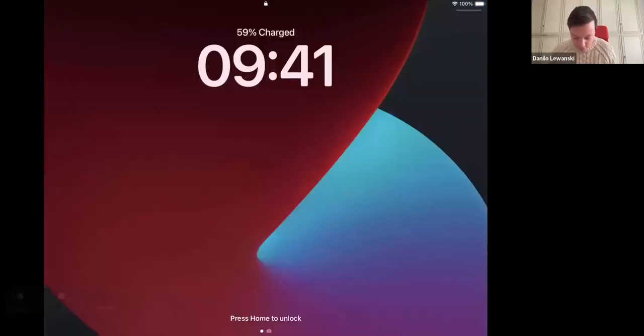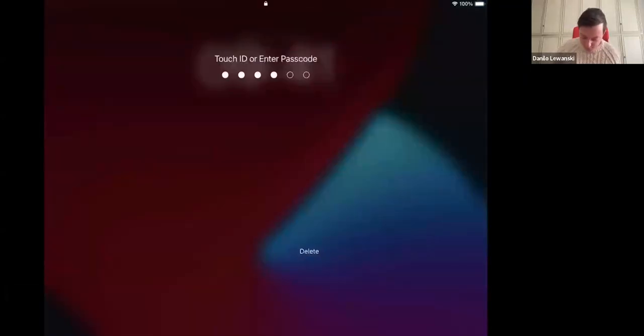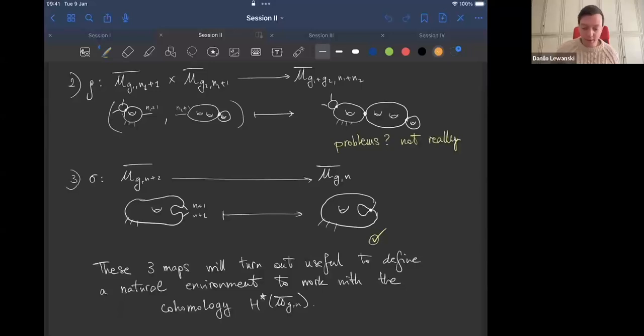Okay, so welcome to the second part of the second session. And we had a look at these tautological maps. We can either forget a mark point or we can glue two loci of curves along mark points in two possible ways. Either we glue two things that were disconnected or we glue two mark points of the same component.